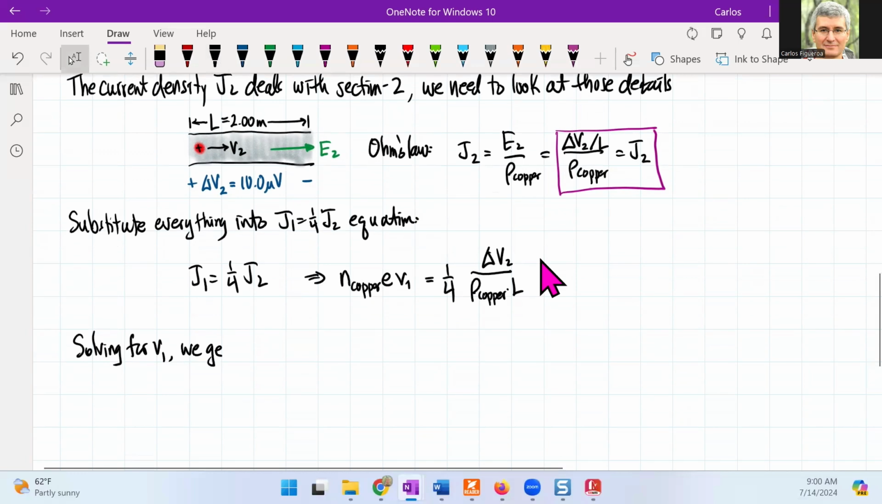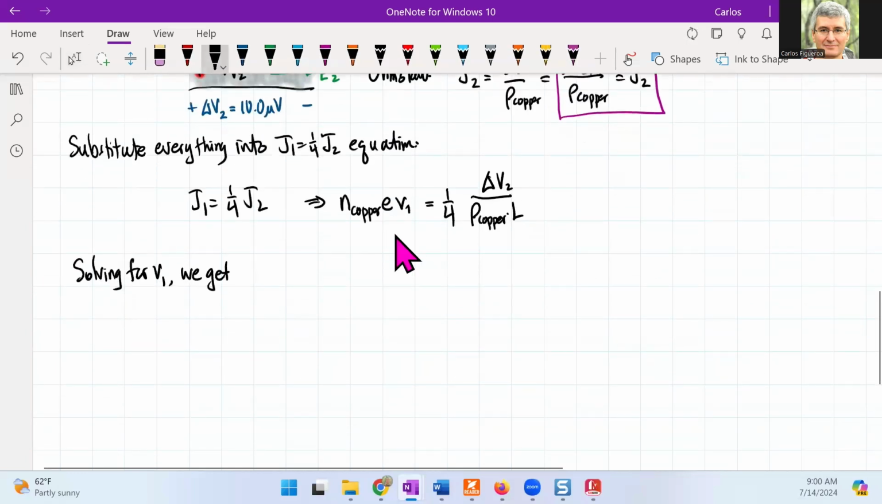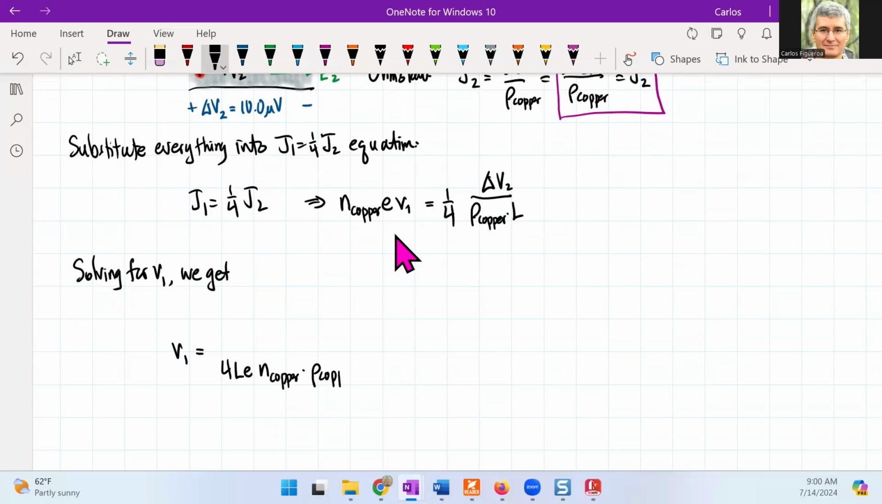we get that V1 is going to be 4 L e n of copper times rho of copper, divided into the voltage V2.